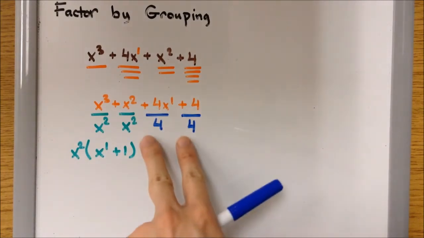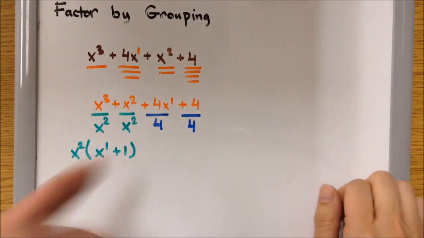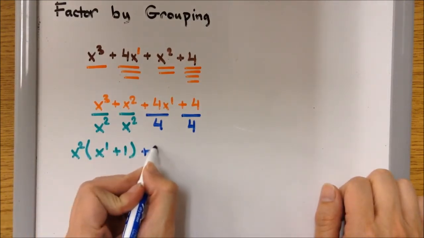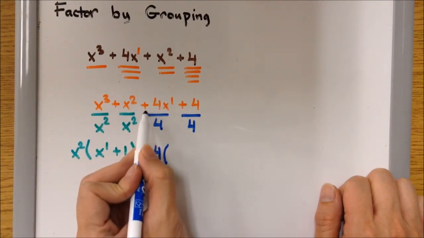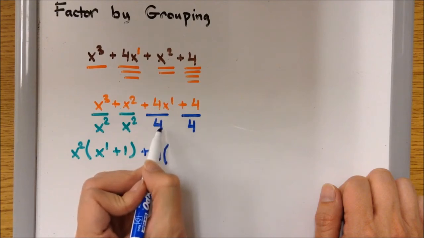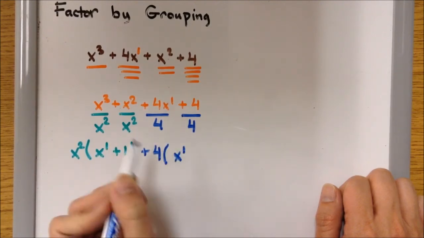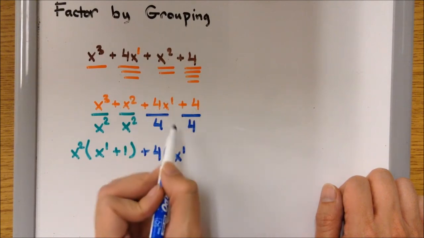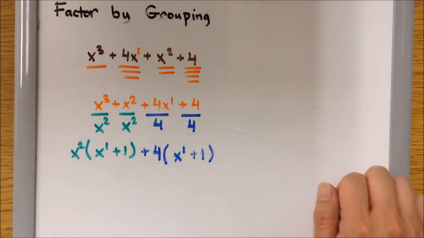Since I'm factoring out, also known as dividing by positive 4, I'm going to write plus 4. And then open parenthesis. Positive 4x to the 1 power divided by 4 will become positive x to the 1 power. And then positive 4 divided by positive 4 will become positive 1. And then close parenthesis.